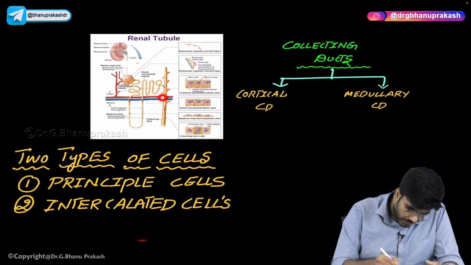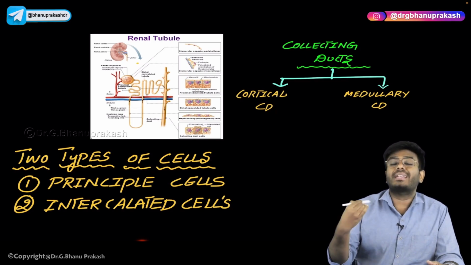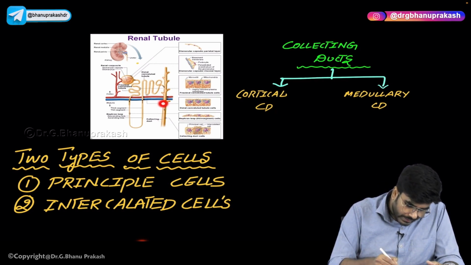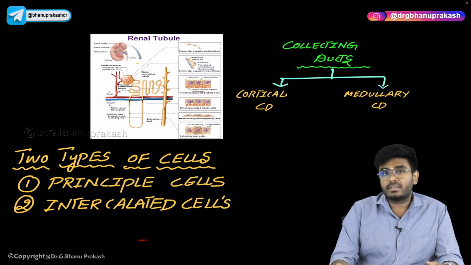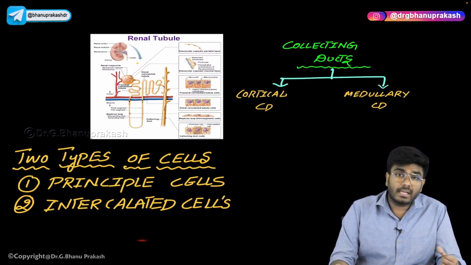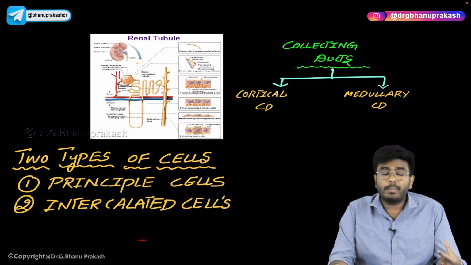So the part of the collecting duct which is present in the cortex is the cortical collecting duct, and the collecting duct which is present in the medulla is the medullary collecting duct. So how many parts are there? Cortical collecting duct and medullary collecting duct. These are the parts of a collecting duct.